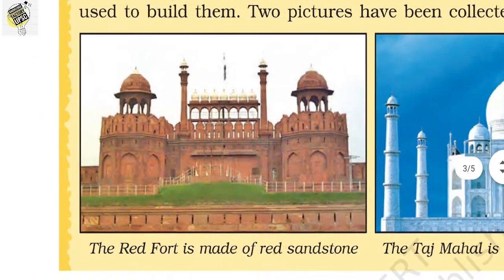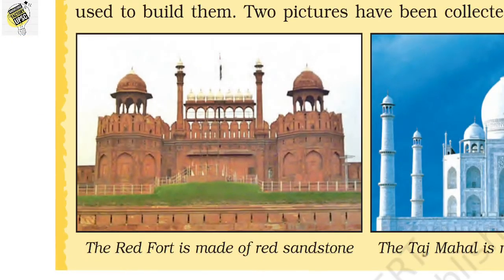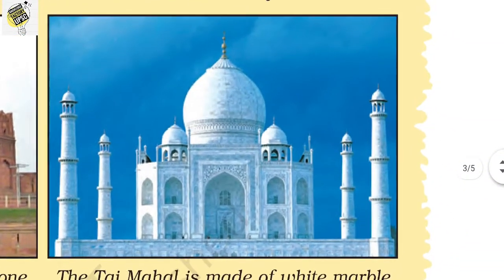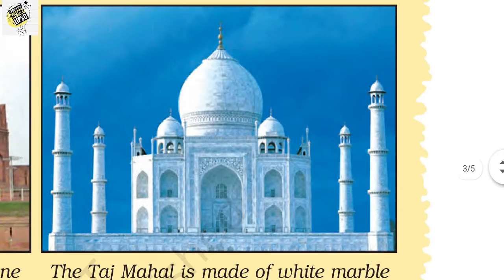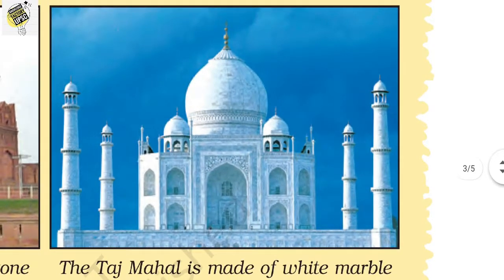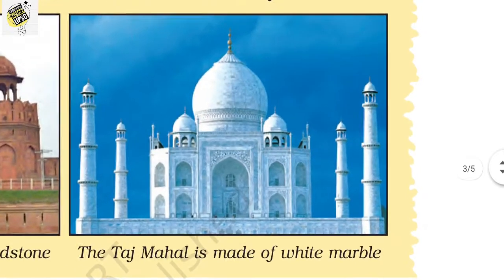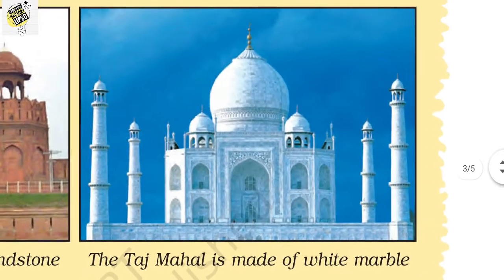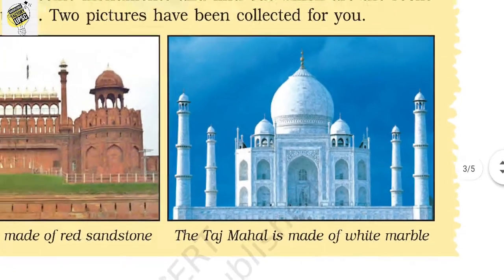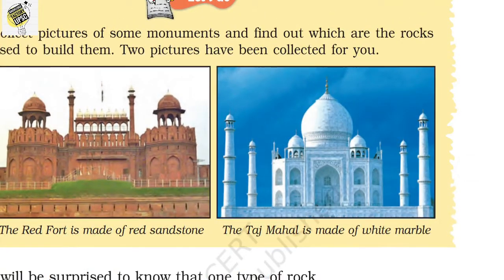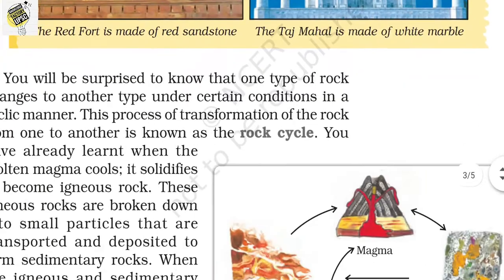One is the Red Fort, which is made up of red sandstone, and the other is the Taj Mahal, a beautiful monument. The Taj Mahal was built by Shah Jahan, and it is made up of white marble. So the Red Fort and the Taj Mahal are mainly built using these types of rocks and minerals.